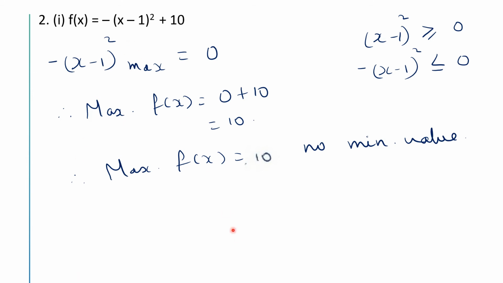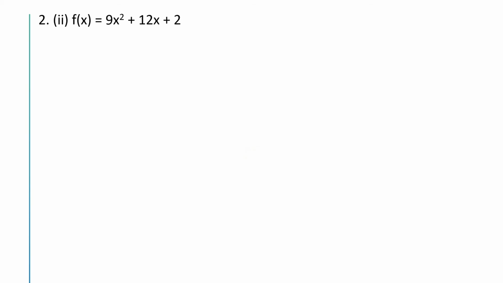So these are the steps for this question. Next question, f(x) is equal to 9x square plus 12x plus 2. When we have questions like this, we have to complete the squares first. If we complete the square, then it will be easy for us to solve the question.